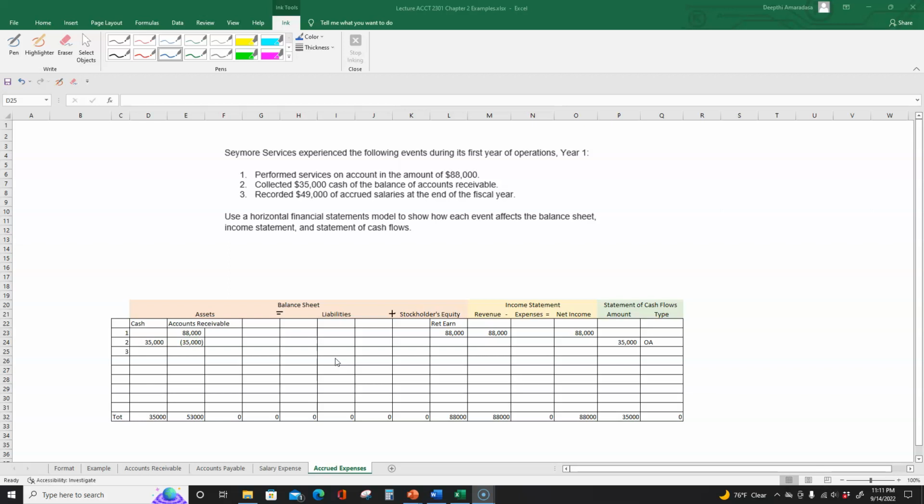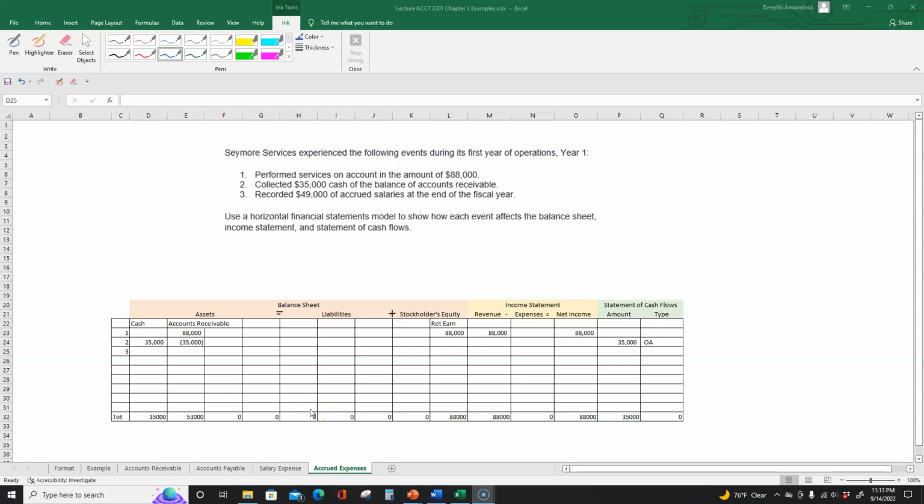How much did they work for us? Well, we owe them $49,000 worth of salaries. So what we need to do is those $49,000 of salaries belong to year one expenses. Therefore, we need to record them and show that we owe those $49,000 worth of salaries.